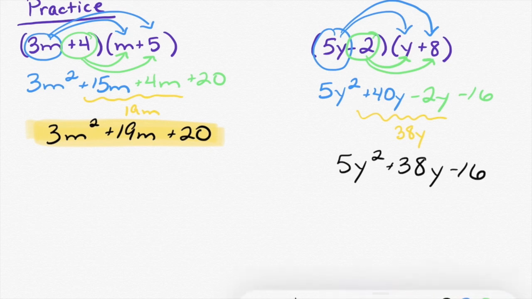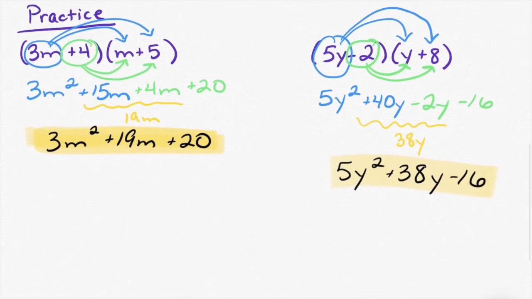There's our answer. Well done. Saw some really good answers on that one. Oddly enough, the most common mistake that I saw was on the first one. I had about 3 people tell me 4 times 5 was 20m. Put an m in there. That was a common mistake, believe it or not.